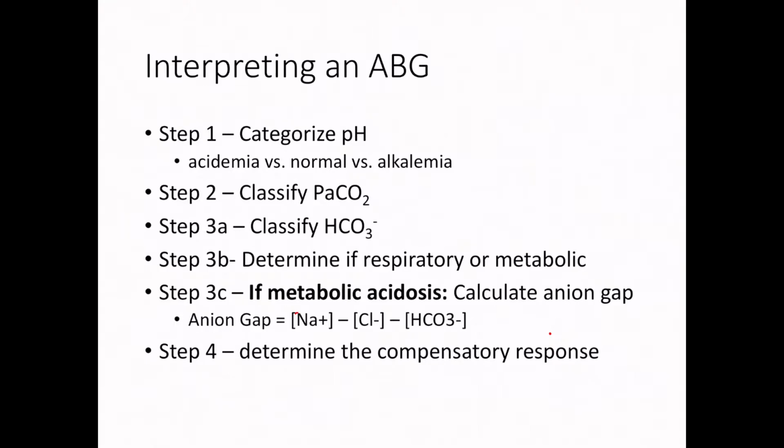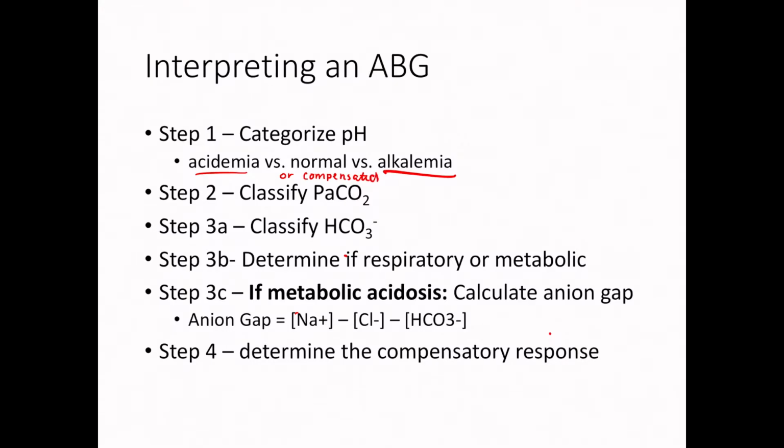So when you're interpreting an ABG, it takes 4 steps if you want to determine the compensatory response. First, you want to categorize the pH. If it is low, it's an acidosis or an acidemia. If it is high, it's an alkalosis or an alkalemia. If it's within the normal range, you can call this normal, or in some cases, it can be compensated.